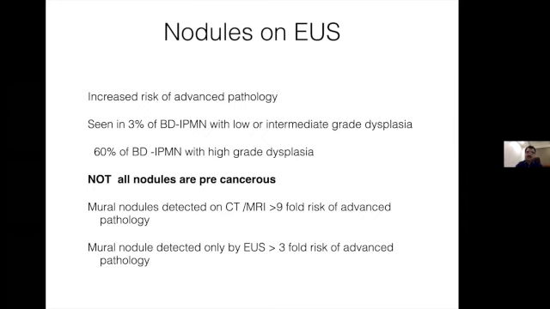If you do endoscopic ultrasound, around 3% of branch duct IPMN will show a low or intermediate grade dysplasia. But if you do it for branch duct IPMN with high grade dysplasia, 60% will show these sort of nodules. But not all nodules are precancerous. Mural nodules detected on CT or MRI have a 9-fold risk of advanced pathology. But if you see it on EUS, it has only a 3-fold risk of advanced pathology because EUS is more sensitive in detecting the mural nodules.